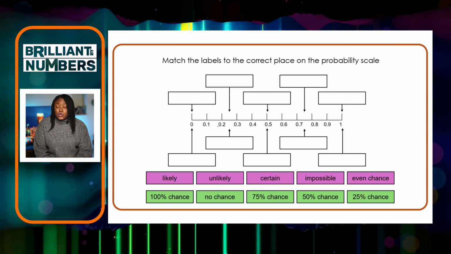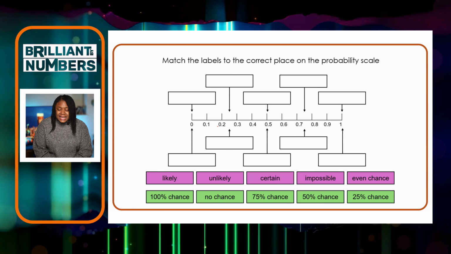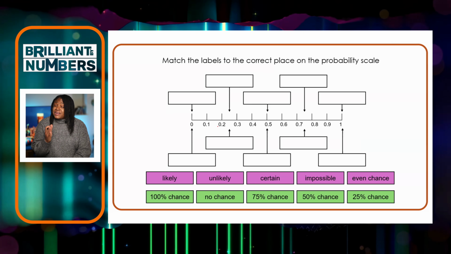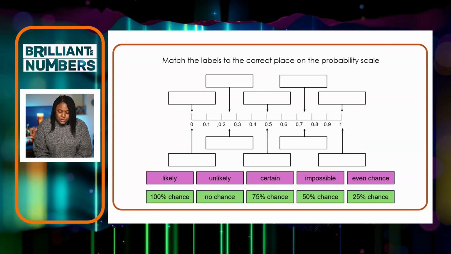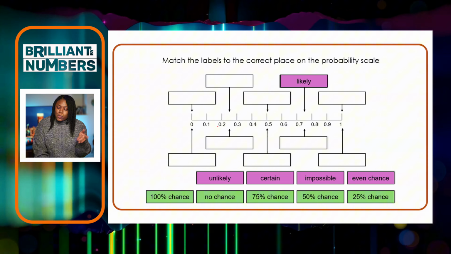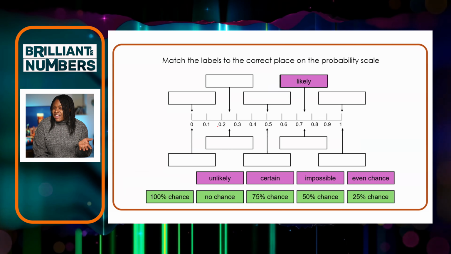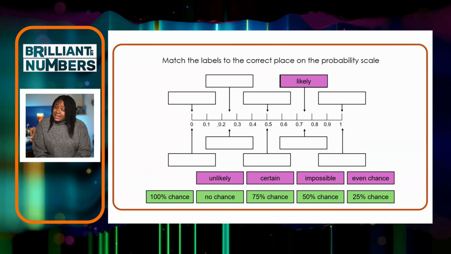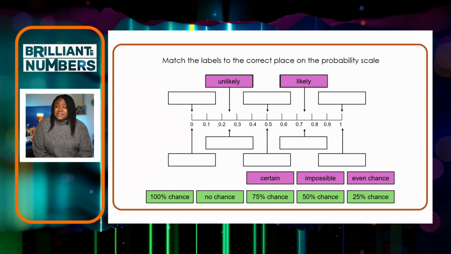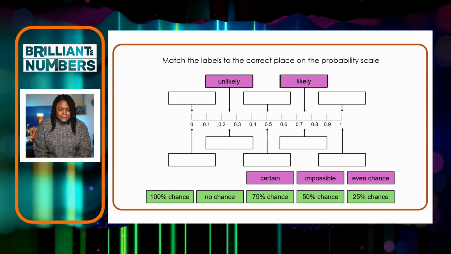For the first one, likely: if it's likely to happen, it's going to be closer to 1. So likely will go in the second to last slot, somewhere at 75%, thereabouts. Then we have unlikely. Unlikely will be closer to 0, somewhere nearby a 25% chance of happening.